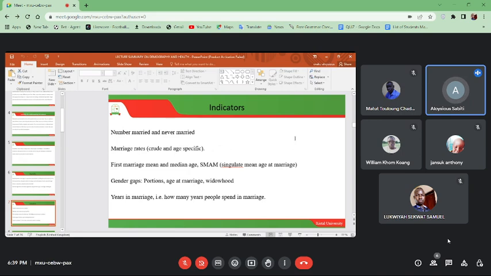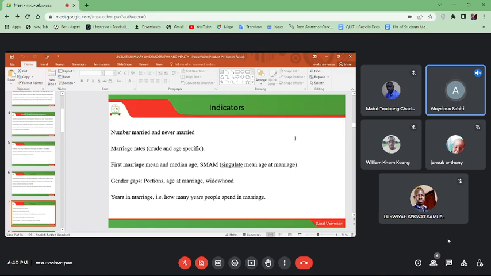But also, if you want to look at age specific, you would look at all the ages per cohort, divide by the number of people in that particular population of that age, and multiply by 1,000, and you will get the age specific marriage rate of your population. These are indicators you can use to understand the dynamics of marriage in that society. You also want to look at first marriage, mean and median age, that is, the median age at which people get married in that population.